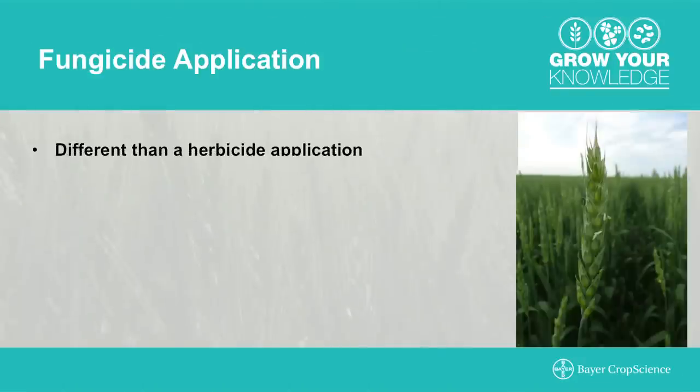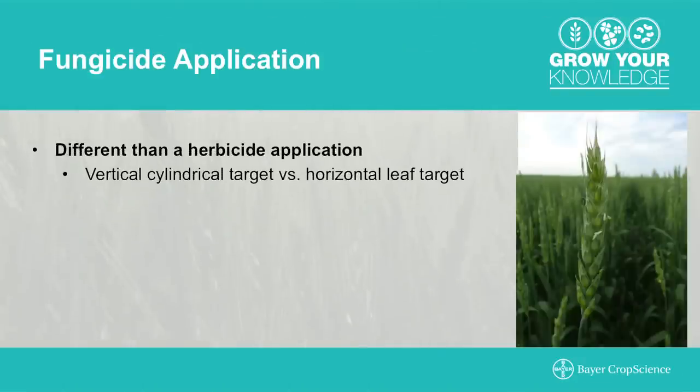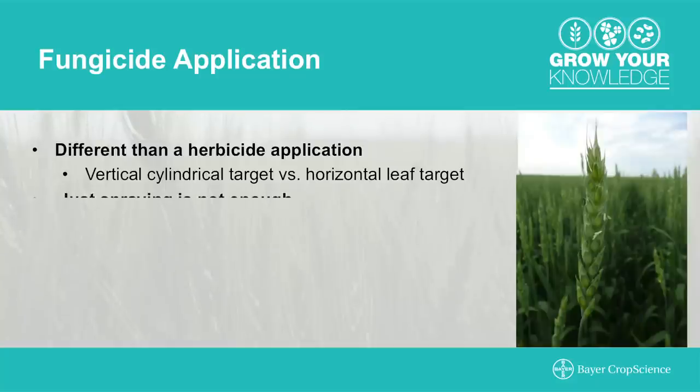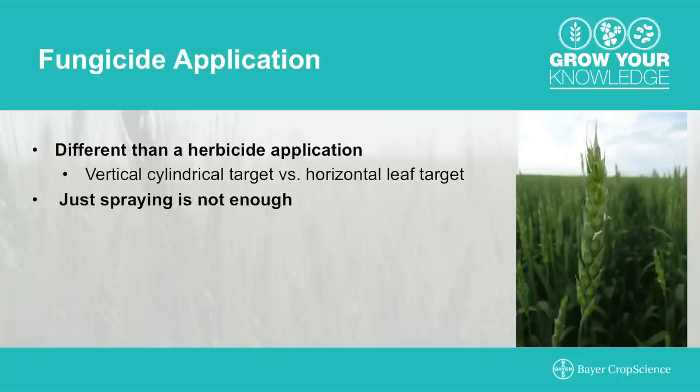So applying fungicide onto a wheat head is not an easy task. The first thing we have to do is think about applying fungicides onto wheat head as being different than a herbicide application, because you're going after a vertical cylindrical target like this instead of a horizontal leafy surface like you would at herbicide time. So just dropping the product into the sprayer and fogging it over the crop is not enough. And there's a couple parameters that we have to think of.